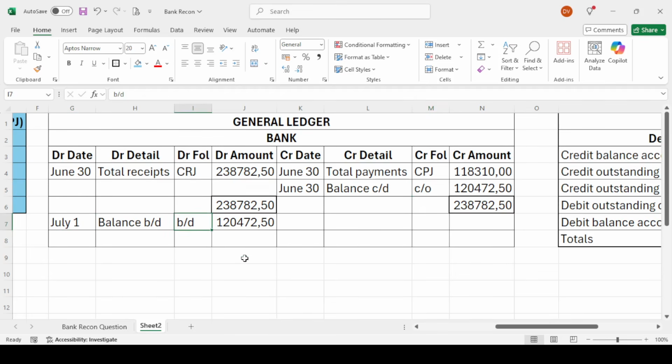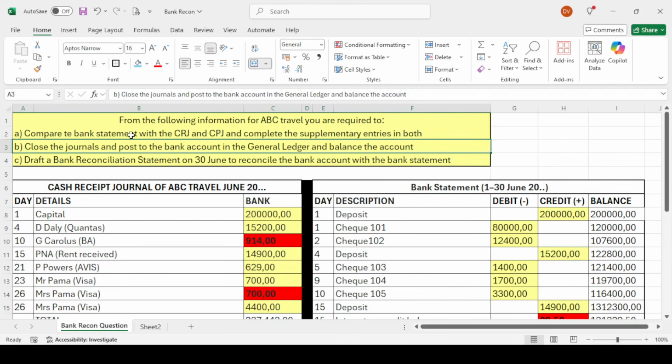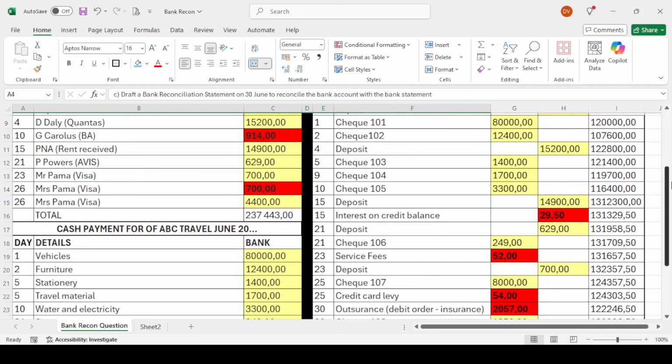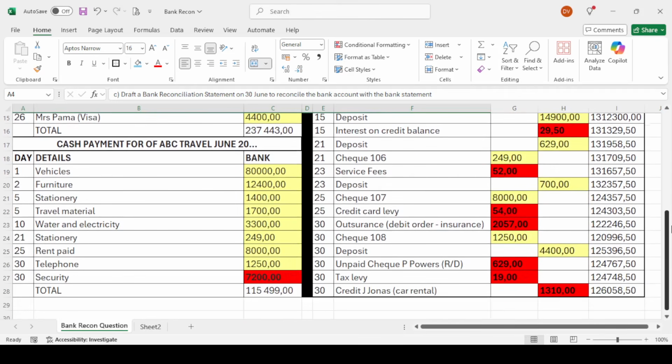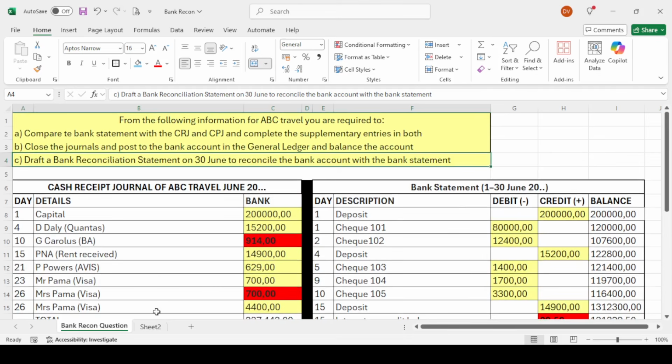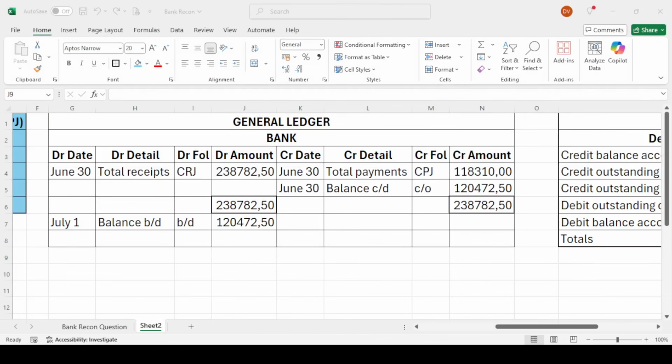Okay, so now you've also done your general ledger. The last thing you have to do is it says to you, draft a bank reconciliation statement on 30 June to reconcile the bank account with the bank statement. So now we are looking at these amounts that were in our journals, but were not on the bank statement. There's only 3 values. So let's see what that looks like.